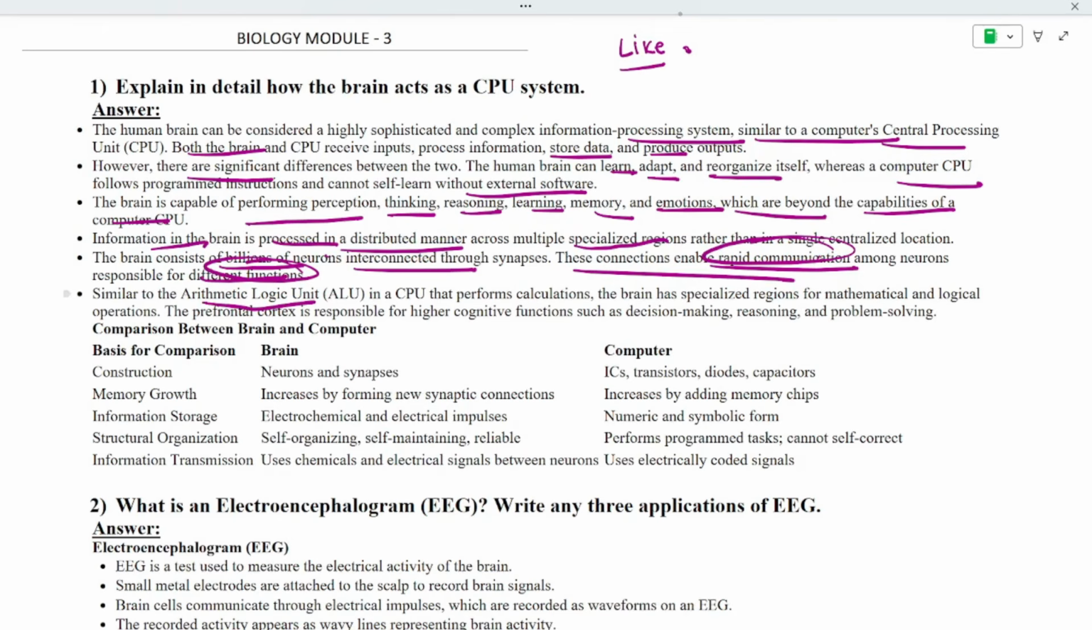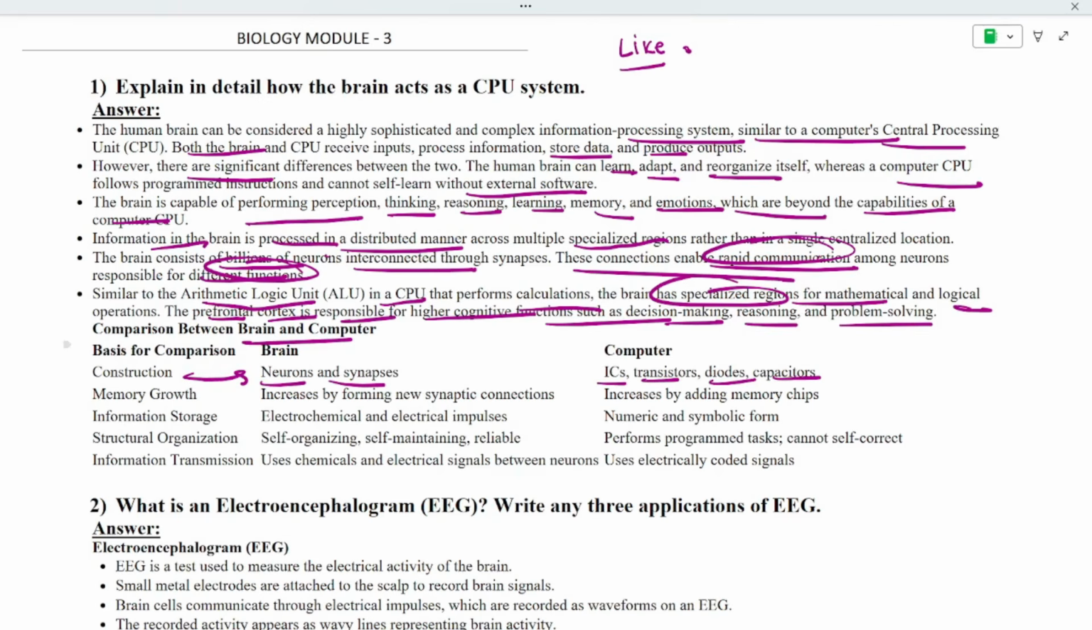The arithmetic logical unit, the ALU in a CPU system, performs the calculations, but in the brain there are separate specialized regions for mathematical and logical operations. The prefrontal cortex is responsible for high cognitive functions such as decision making, reasoning and problem solving. Now you can see the difference: construction is through synapses and neurons, whereas here it is ICs, transistors, diodes and capacitors. Next is memory growth: the brain increases performance by forming new synaptic connections, whereas here it is through adding memory chips and memory cards in order to increase the memory.